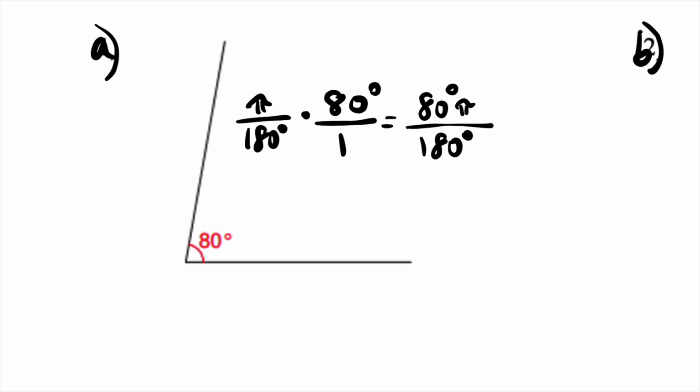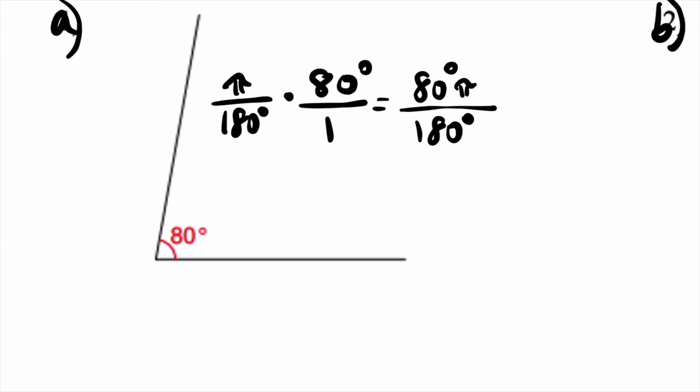What's the same on top that it is on bottom that I can cancel out? The degrees. If they both have degrees and I'm dividing them, they both cancel out. Now, the last step, reduce the fraction. What's the biggest number that can go into 80 and 180 evenly? 10 for sure. How do we know 10 for sure? Because they both end in 0. If they both end in 0, you can always divide them by 10. So if I divide the top by 10, I get 8 pi. If I divide the bottom by 10, I get 18.